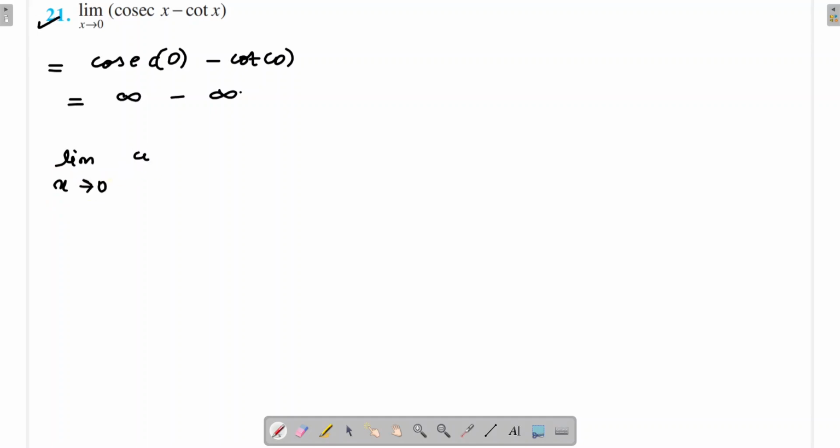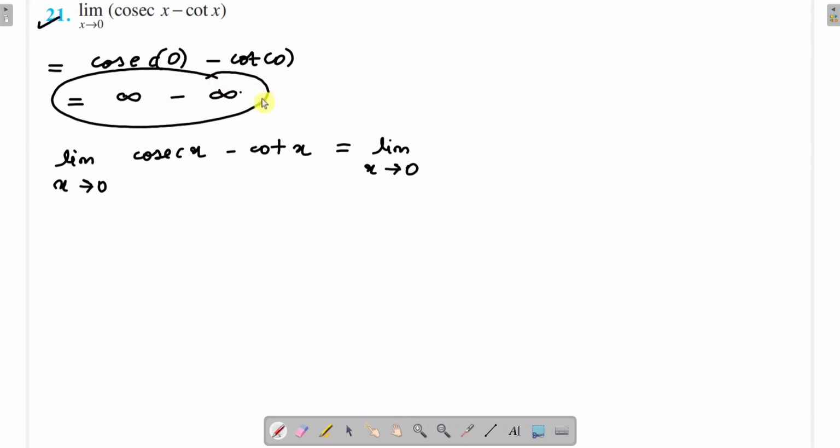The limit as x tends to 0 of cosec x minus cot x. What you want here as the limit is a definite number. If you are not getting a definite number, that means you have to first simplify the function. Also, infinity minus infinity is the non-defined quantity you are getting here. This is not defined.